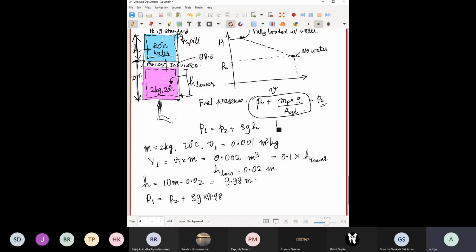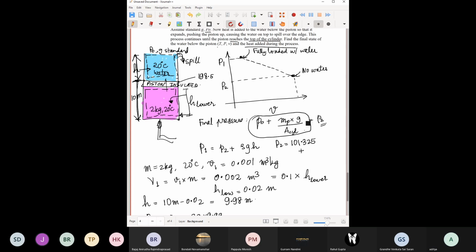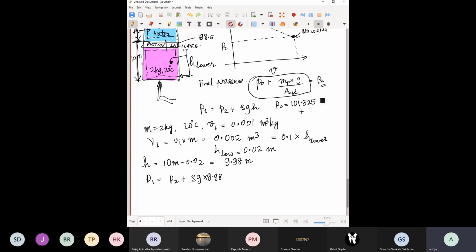So let us first find out what P2 is. P2 will be equal to P0, which is 101.325 kilopascal, plus the mass of piston, which is 198.5, times G 9.81 divided by the area of cylinder, which is 0.1. This unit will be pascal, so we will divide by 10 to the power 3 to make it kilopascal. So what do we get?